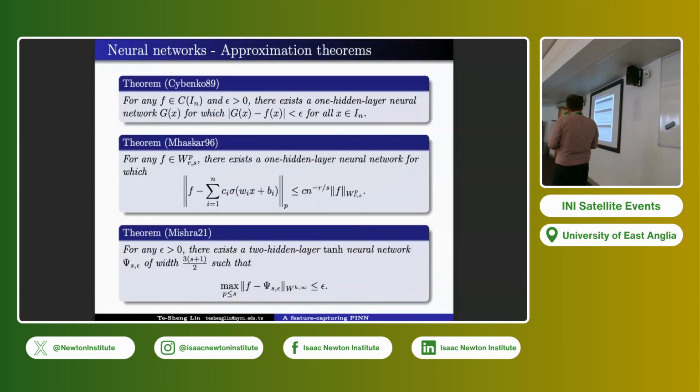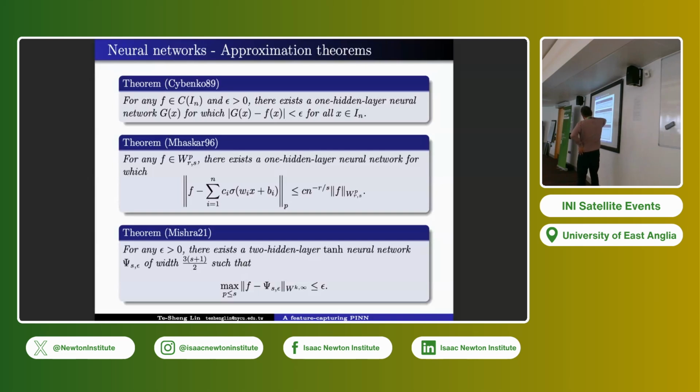Okay. So about the approximation theorem, Cybenko 89 says that for any continuous function, you have a one hidden layer neural network such that the infinity norm between the neural network and the function you want to approximate can be less than epsilon, for any epsilon. But it didn't tell you how wide the network is.